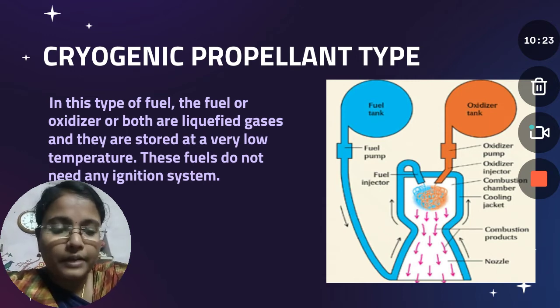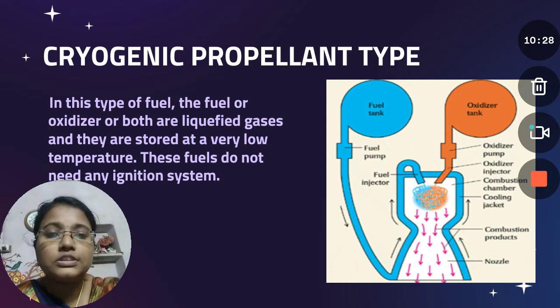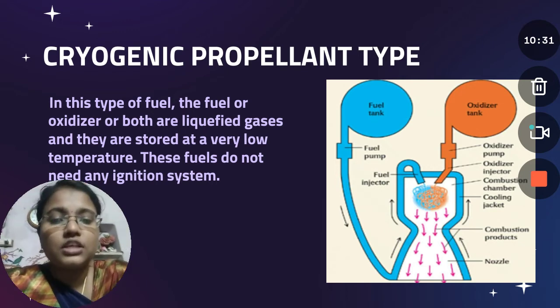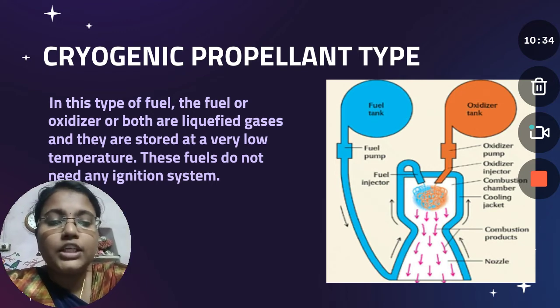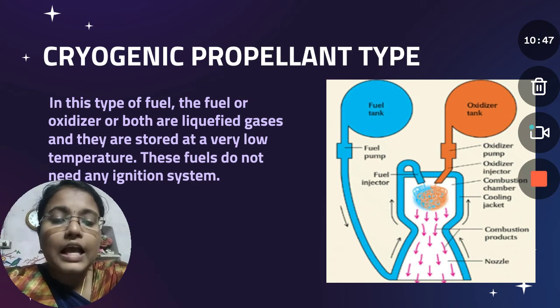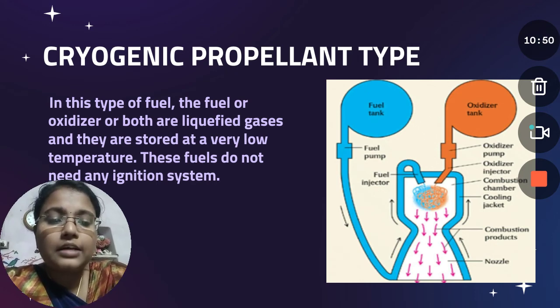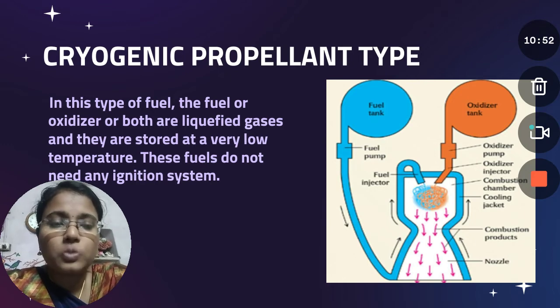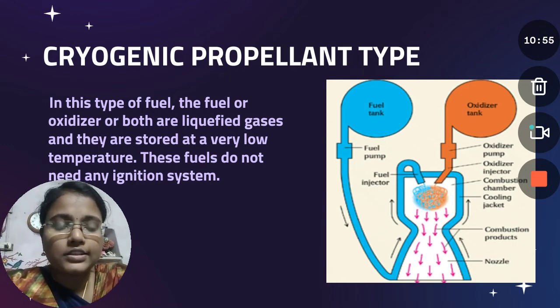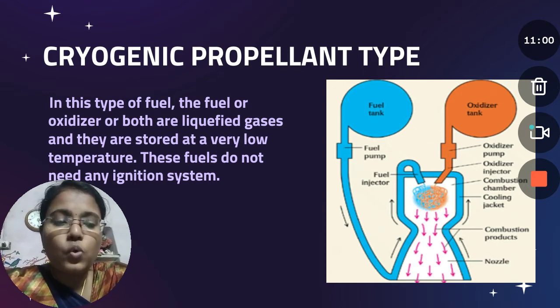The combination of liquid oxygen and liquid hydrogen offers the highest energy efficiency for rocket engines that need to produce a large amount of thrust. This fuel does not need any ignition system. Cooling and compressing gases into liquids can vastly increase their density and make it possible to store them in large quantities in smaller tanks. Supercooled gases are stored at a temperature lower than their freezing point.